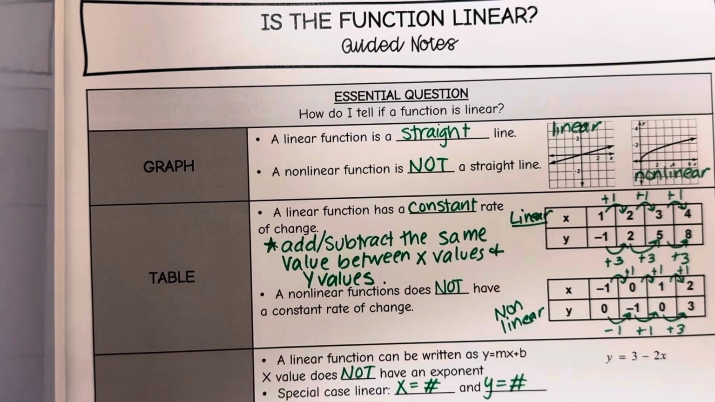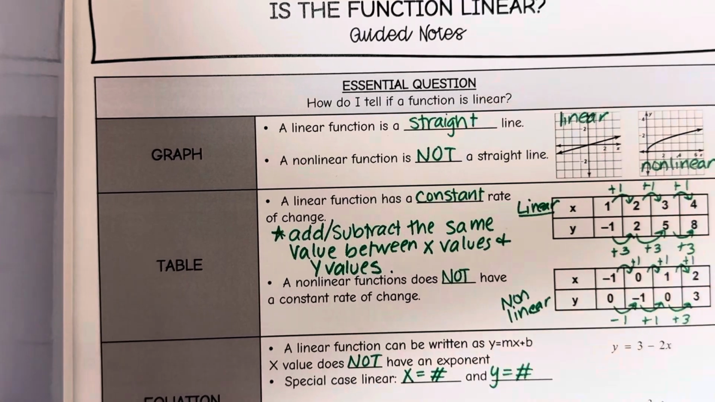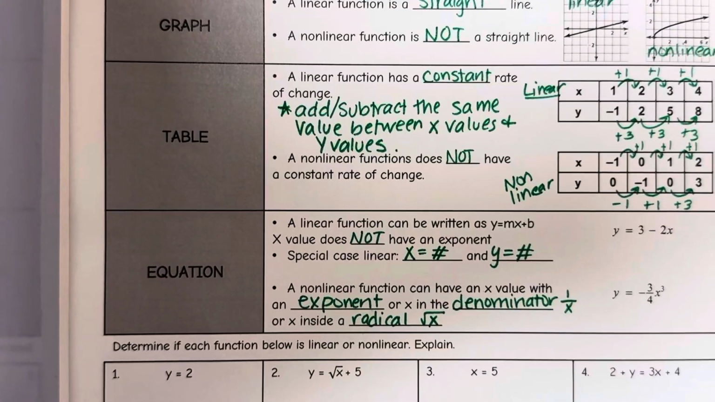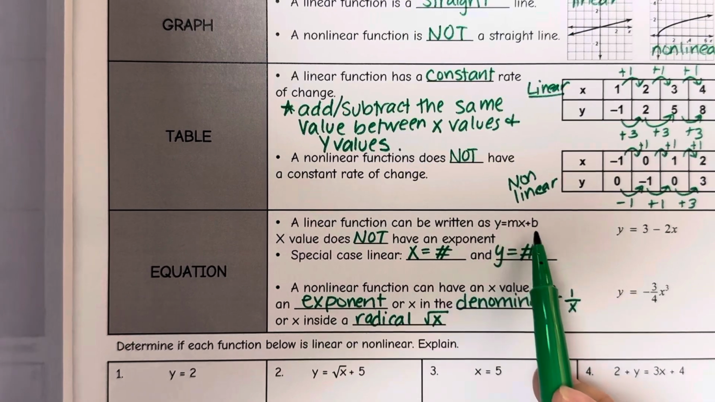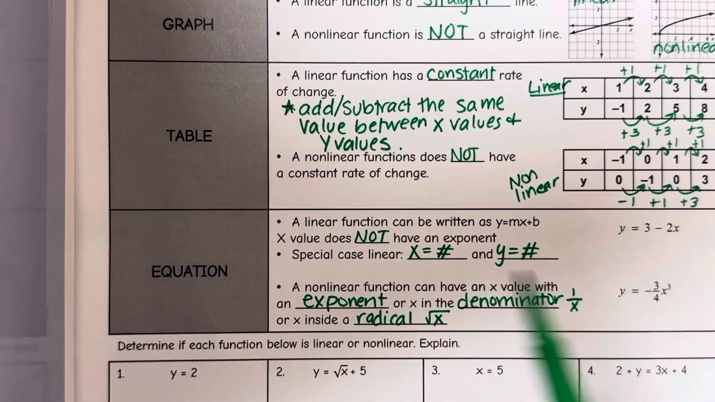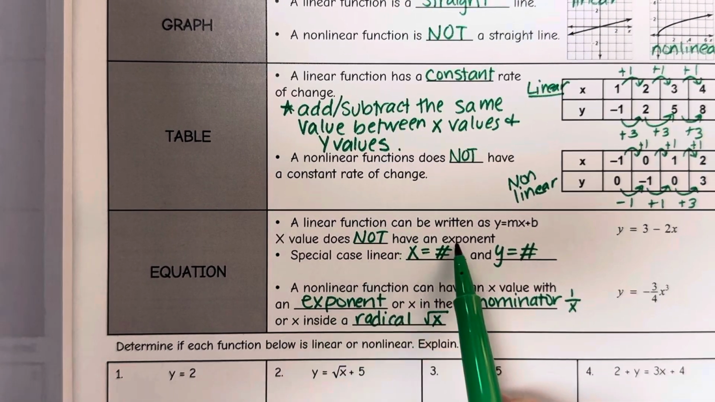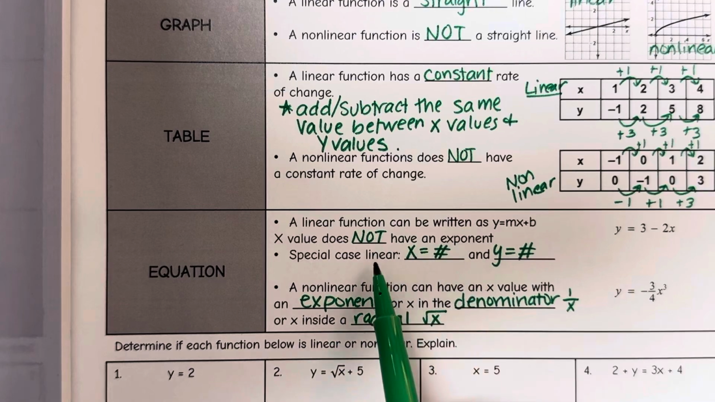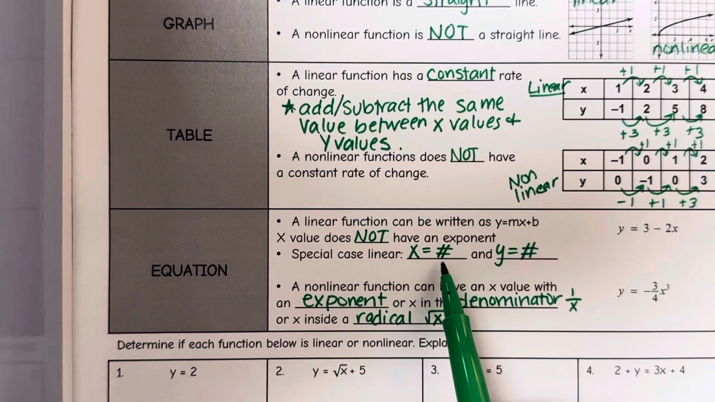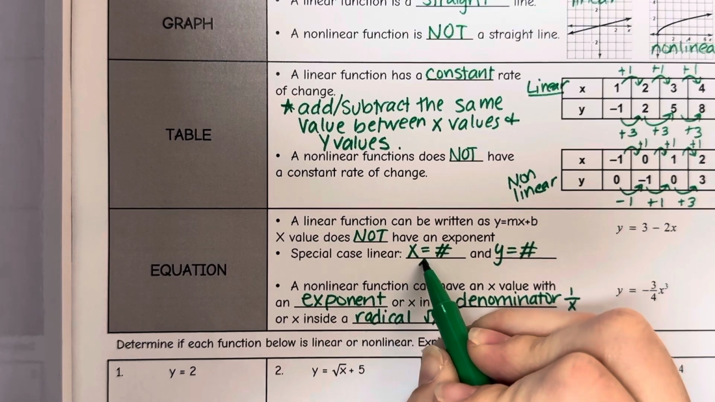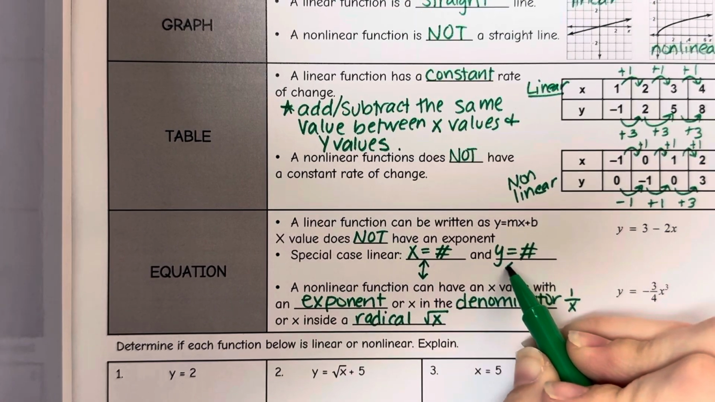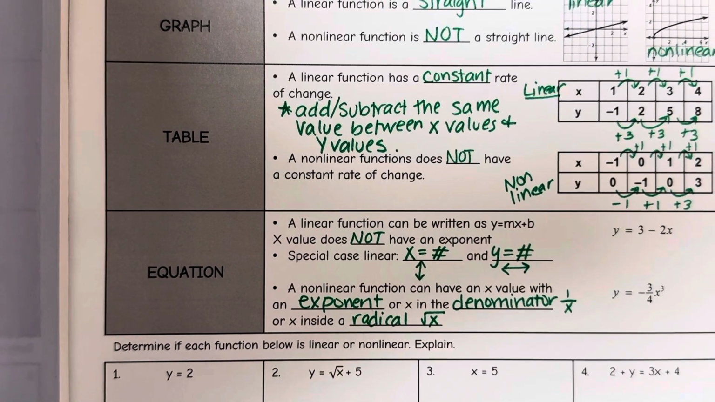Now let's look at your equations. So in an equation form, a linear function can be written as y equals mx plus b. You should be familiar with this from middle school. The x value does not have an exponent if it's linear. There are some special case lines that are x equals a number and y equals a number. X equals a number are the graphs that go up and down. Y equals a number are the graphs that go left to right.